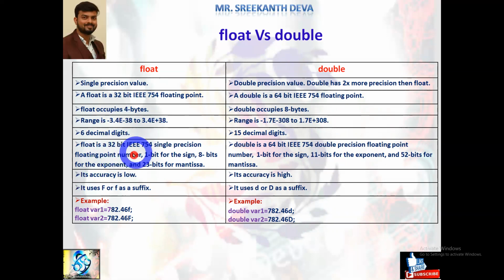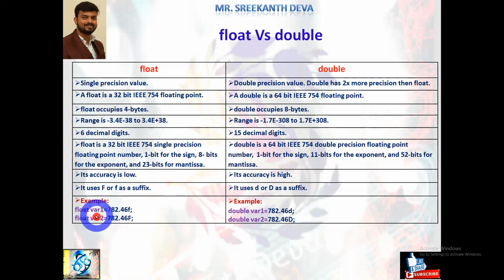Float is a 32-bit IEEE 754 single precision floating point number. There is 1 bit for the sign bit, 8 bits for the exponent, and 23 bits for mantissa. In case of double, double is a 64-bit IEEE 754 double precision floating point number, 1 bit for the sign bit, 11 bits for the exponent, and 52 bits for mantissa. The float accuracy is low comparatively to double. Double accuracy is high. Float uses the suffix capital F or small f. Double uses small d or capital D as a suffix of a particular value.